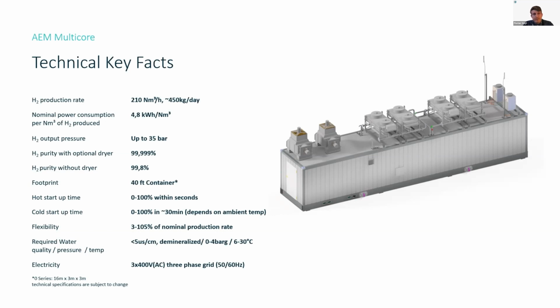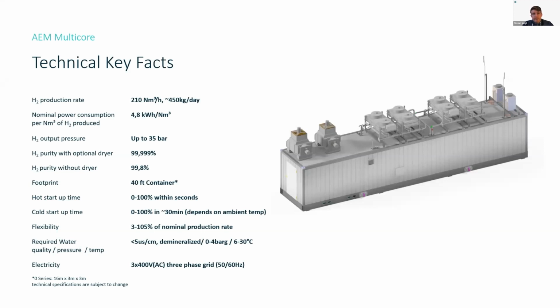The nominal power consumption is around about 4.8 kilowatt hours per norm cubic meter. We have a hydrogen pressure from 29 to 35 bar. The purity, this is a frequently asked question, is with dryer. So the dryer is optional, 99.99%. Without the dryer, we can reach a hydrogen purity of 99.8%. This is currently under evaluation. It's maybe better, because we have also a chiller inside. I will explain a little bit later what this subproduct does for us.